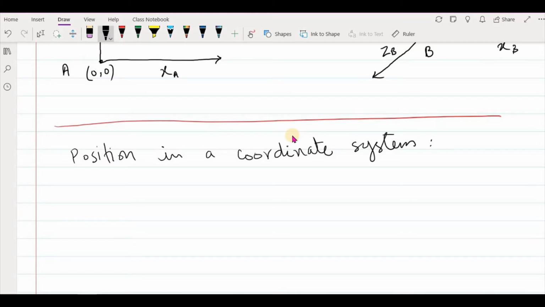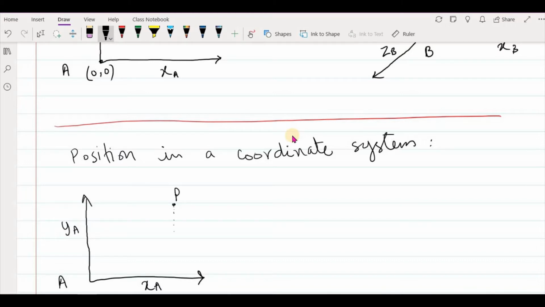So let's say we have a coordinate frame here, a 2D one. For simplicity, we shall use this frame. We call it A, and in this frame we have a point P here. So in this 2D plane we have a point P, and how can we describe its position?